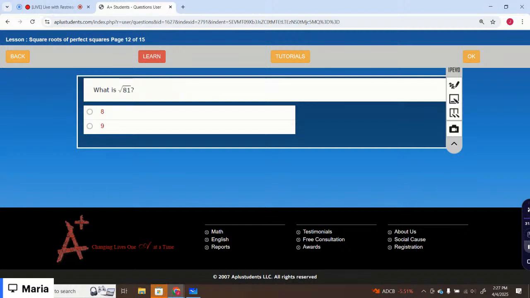What is the square root of 81? The square root of 81 equals 9. Option number 2 is the correct option.